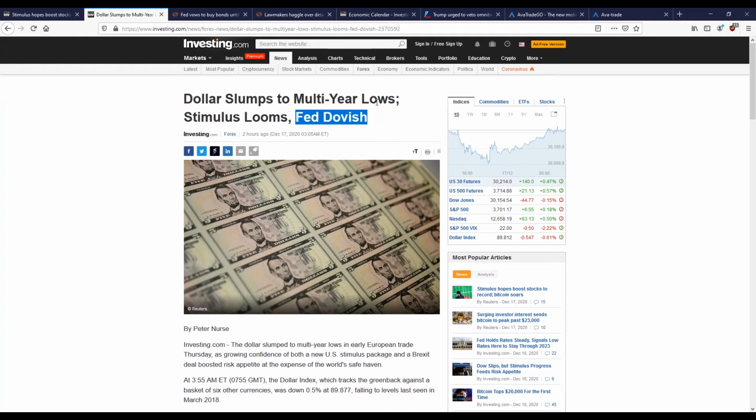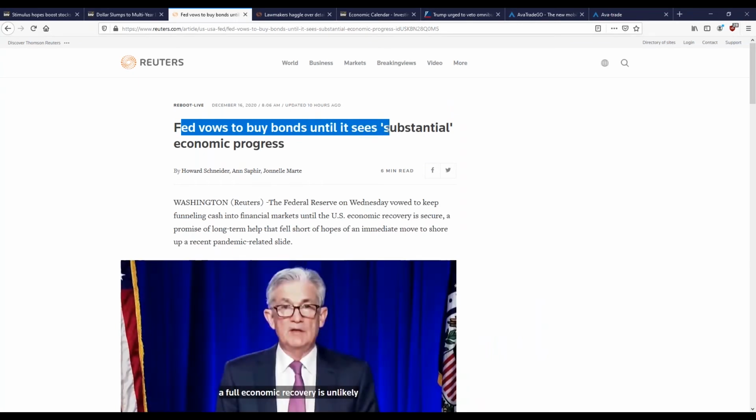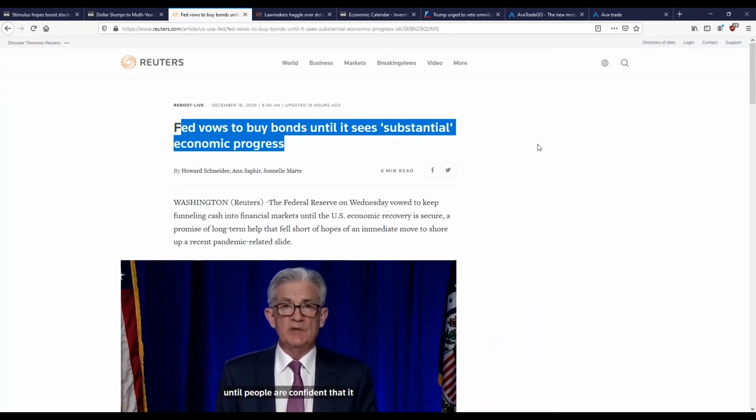If you're a USD South African Rand trader, USD ZAR, boy, is it an opportunistic entry point if you think eventually here the US dollar will strengthen again. We'll look at the chart on the USD ZAR and some other USD related assets. The US dollar is at, like it says here, multi-year lows against many, many other currencies. Fed vows to buy bonds until it sees substantial economic progress. So it's funny, the stock market's going to all-time highs, but the Fed doesn't think there's economic progress.